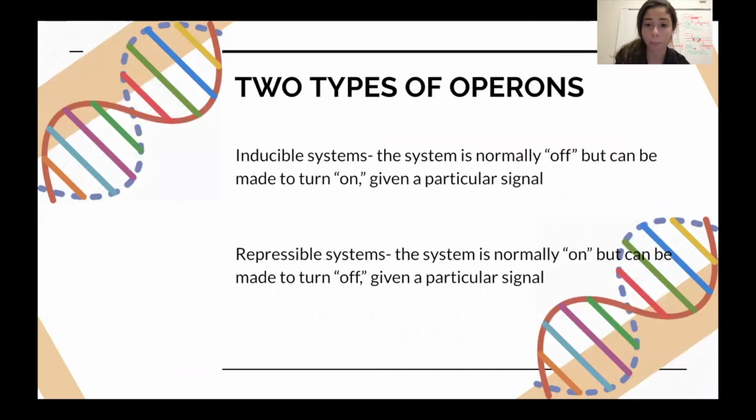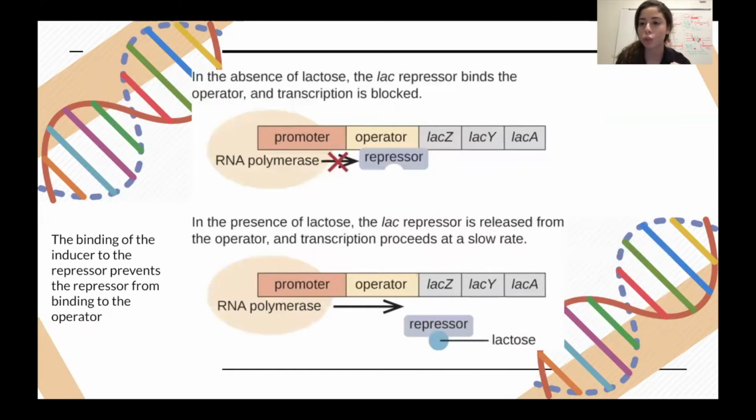So there are two types of operons. There's an inducible system and a repressible system. The inducible system is when transcription is normally turned off, but it can be made to turn on given a particular signal. A repressible system is normally on, which means that transcription is continuous, but can be made to turn off given a particular signal. So let's get into these specifics. I'll be repeating those two definitions throughout the video so that it's ingrained in your mind by the end of this. Those are the foundational concepts that you need to know to apply this concept on any question, on any standardized exam, etc.